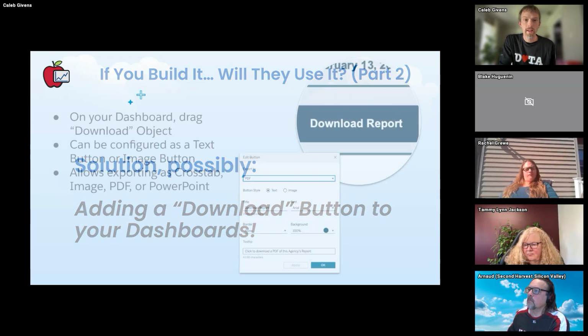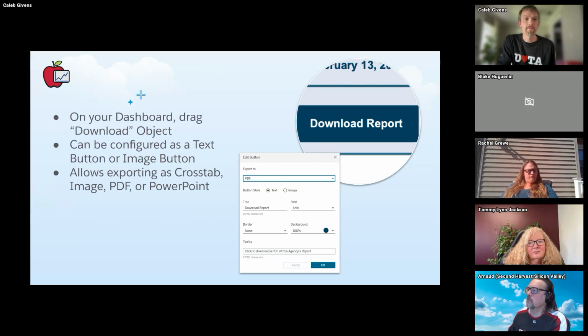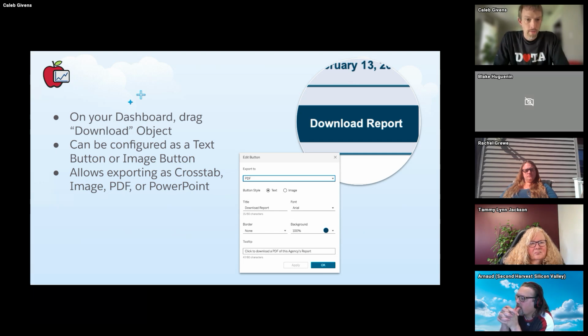I'll just show you what this looks like. On your dashboard in Tableau Desktop, there's the objects in the lower left, and one of those objects is a download button. Once you have it on your dashboard, you can configure it. You can name it whatever you want. The example I have here on mine is Download Report, very clear. And then you can, of course, format it with colors and everything like that to make it stand out.